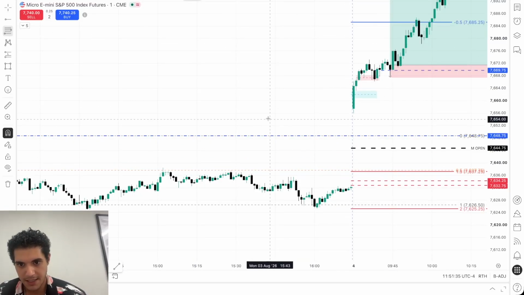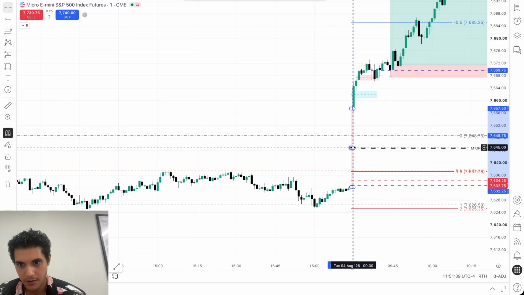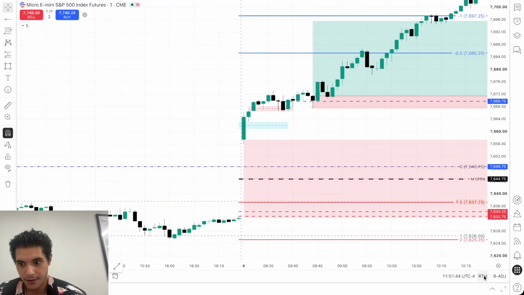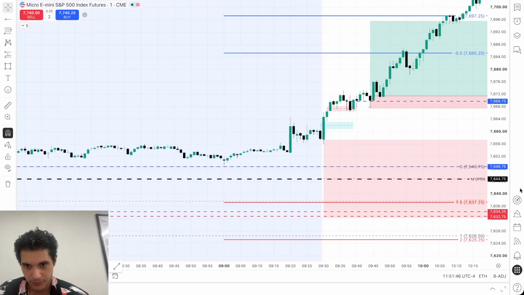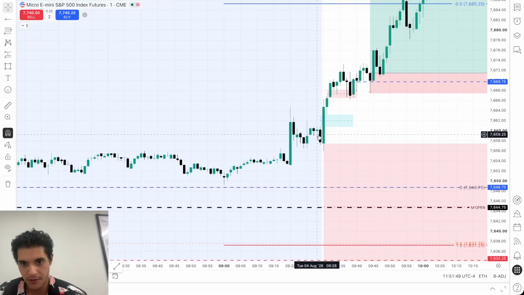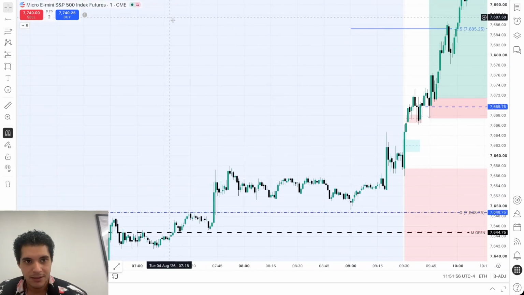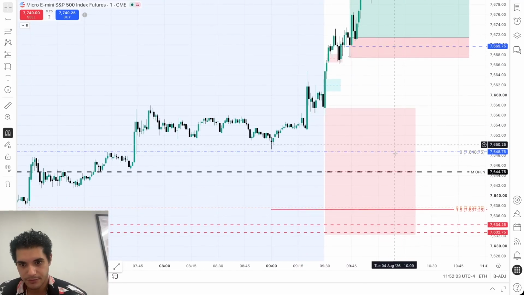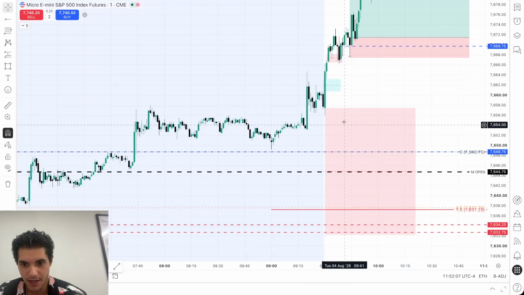You have this big gap here. And then price opens higher, leaving a fair value gap on a bullish day, taking out this high. We're already above all-time highs. Guys, that is a breakaway gap. All this is a breakaway gap.